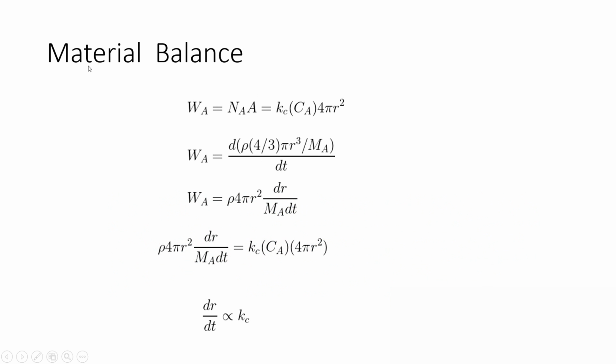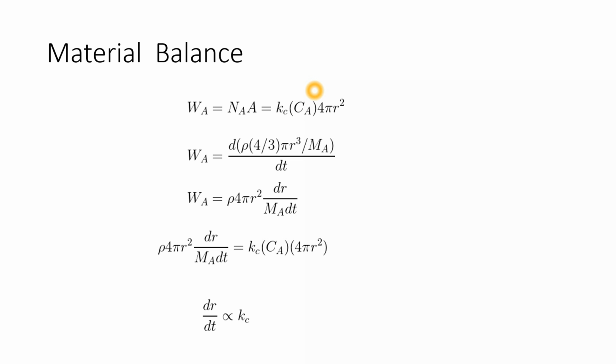You can see here we will use two equations. W_A is the material balance, I am applying the material balance. W_A is the mass transfer, N_A into A, where N_A is the mass flux. If we multiply with the area, then we get mass transfer: k_c into C_A into 4 pi r square. What is the C_A? C_A is the concentration at the surface of the camphor, right?